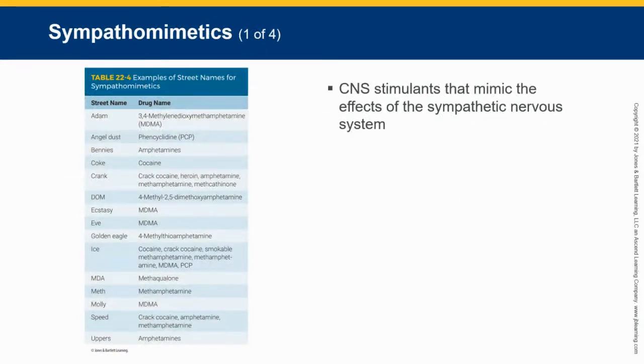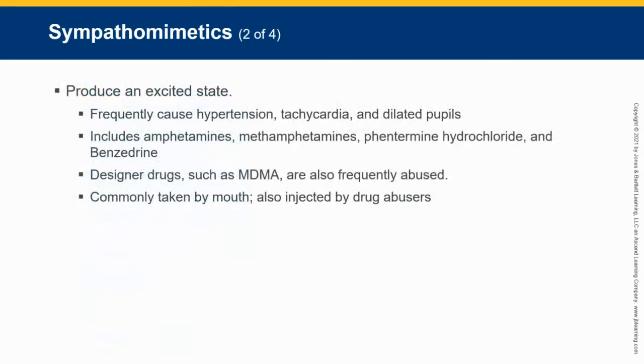Sympathomimetics, we said, mimic the sympathetic nervous system. And here's a list that you can read on your own, including everything from cocaine to MDMA, speed, and so forth, that increase the processes of the body just like adrenaline would. You get that excited state, you get the high blood pressure, the increased heart rate, the dilated pupils.